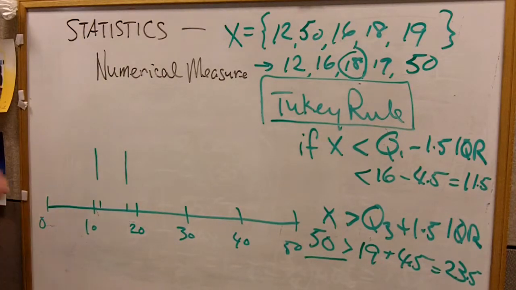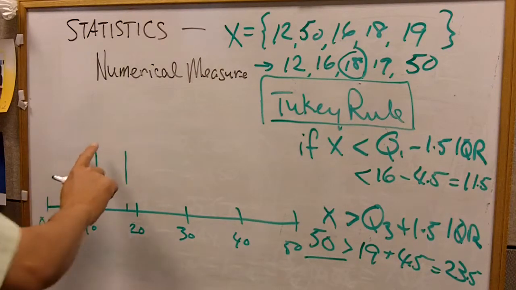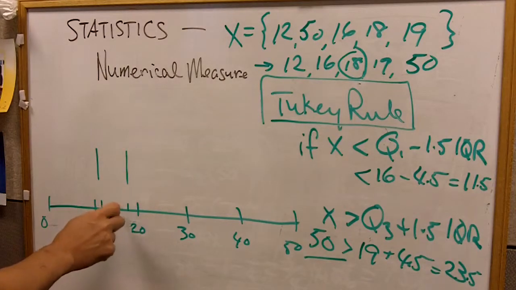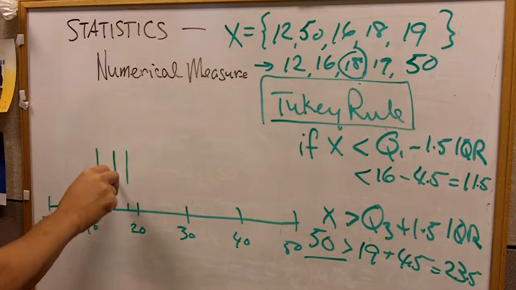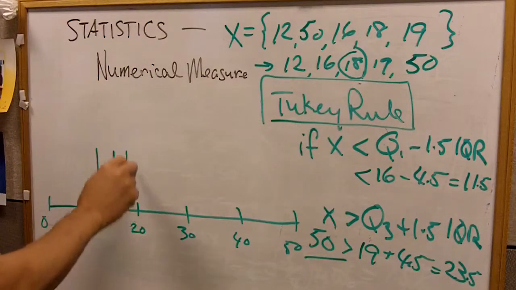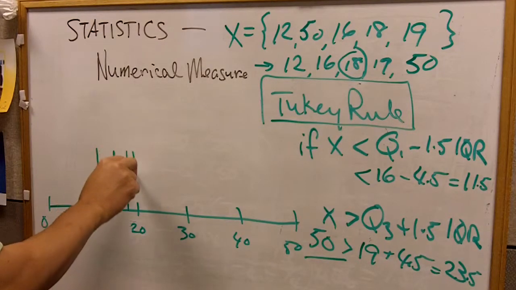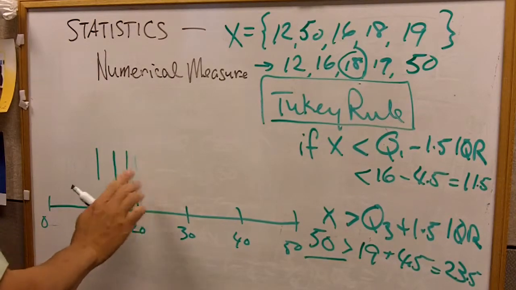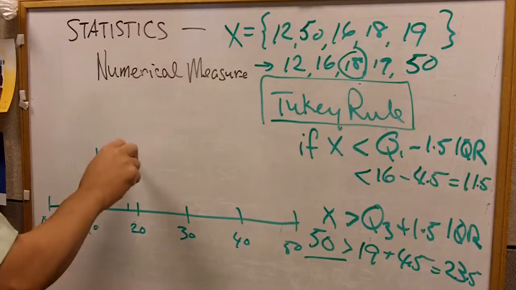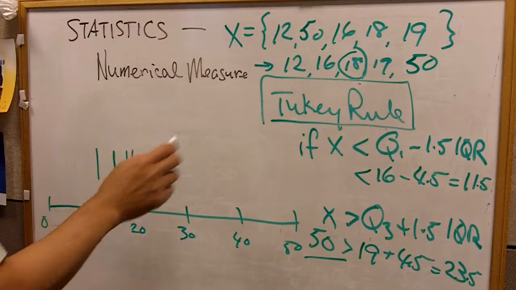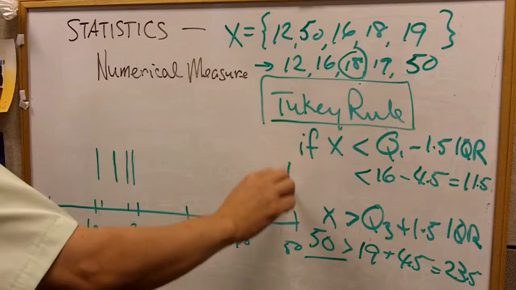And then 12, which is about here, is the minimum value, and then we have 16, which let's say is about here, is Q1, and Q3, which is 19. So it looks like most of these values are clustered around this area, right below 20. And then the final value, 50, is right here.